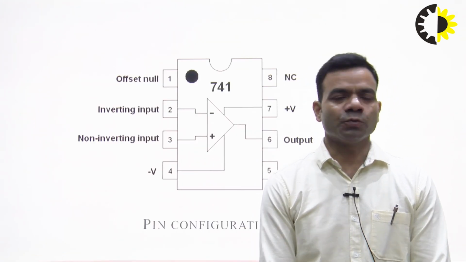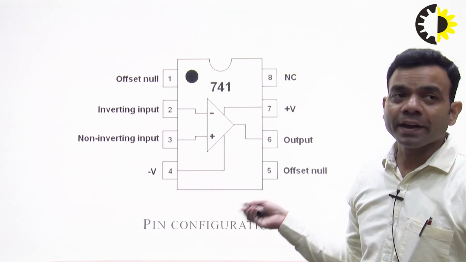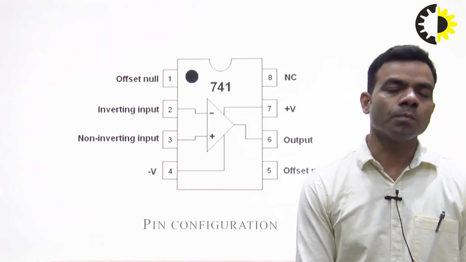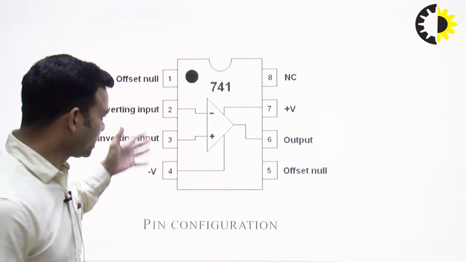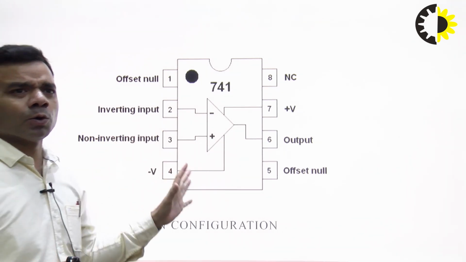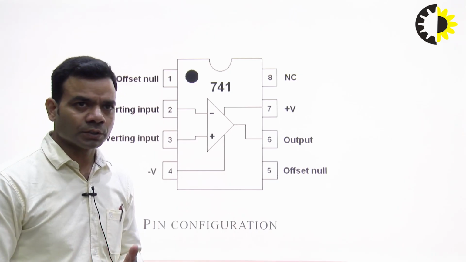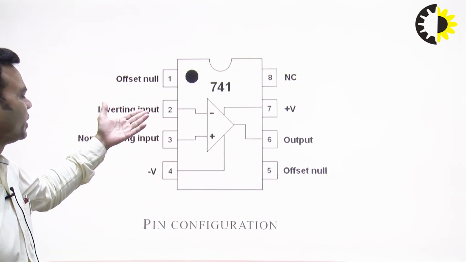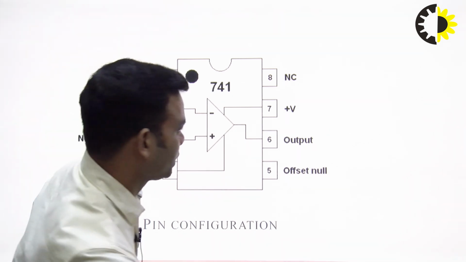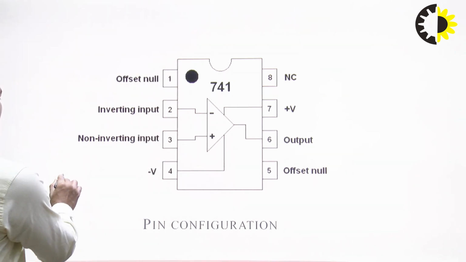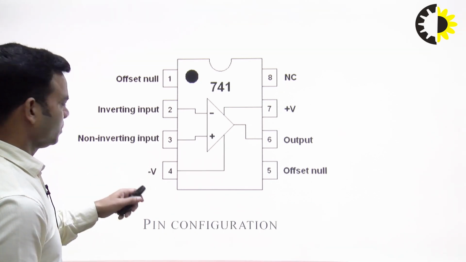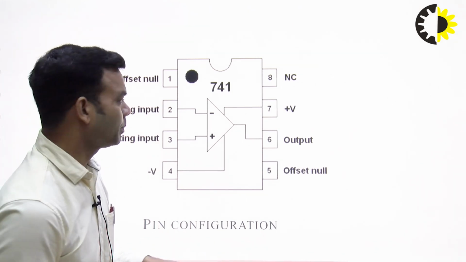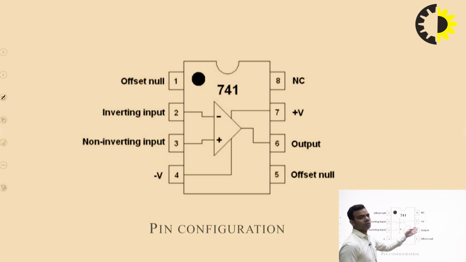As we all know, this is the pin diagram of IC741, and we are all familiar with this. This is an 8-pin IC. We know the function of the various pins: pin 1 is offset null, pin 2 is inverting input, pin 3 is non-inverting input, pin 4 is negative power supply, pin 5 is offset null, pin 6 is output, pin 7 is V plus, and pin 8 is not connected.